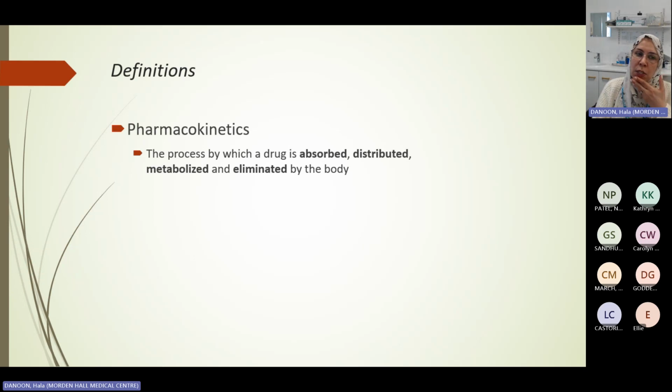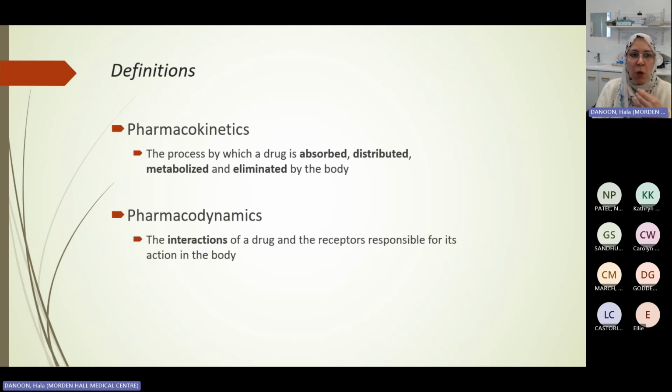So it's important to understand the definitions in pharmacology. There are two parts. The first one is pharmacokinetics, which is the effect of the body on the drug: how it's absorbed, distributed, metabolized, and eliminated. The other part is pharmacodynamics, and that's the effect that you want your drug to have on the body. So it's the interaction of the drug with the receptors inside the body.